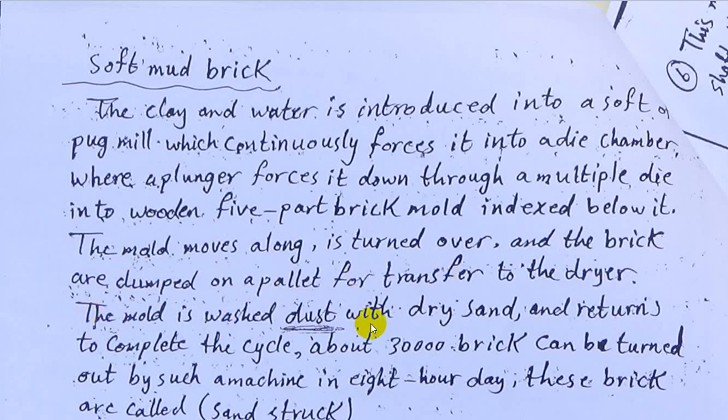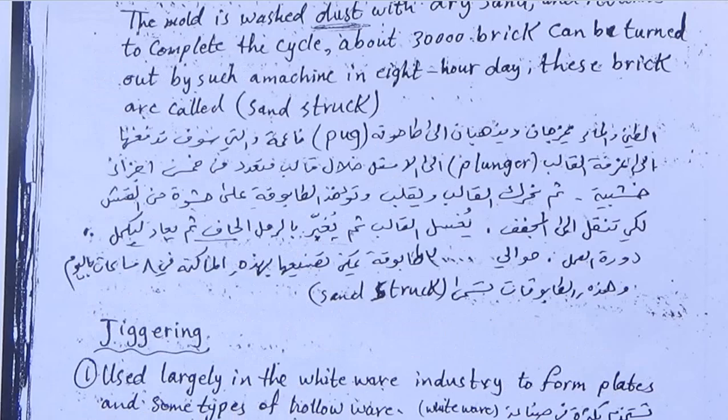The mold is washed, dusted with dry sand, and returned to complete the cycle. About 30,000 bricks can be turned out by such a machine in 8 hours a day. The bricks manufactured by this method are called sunstruck bricks.